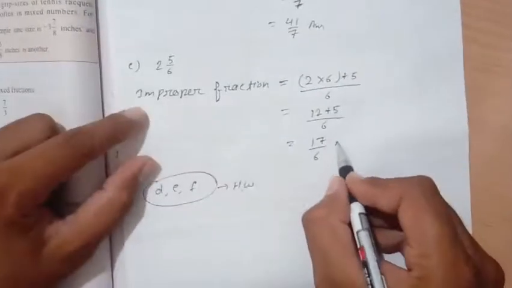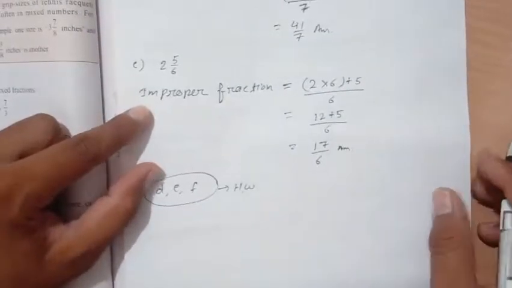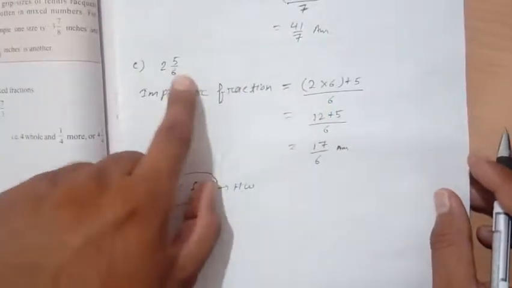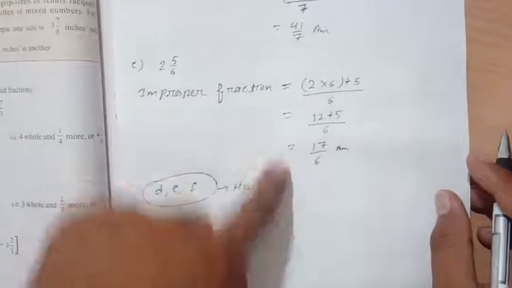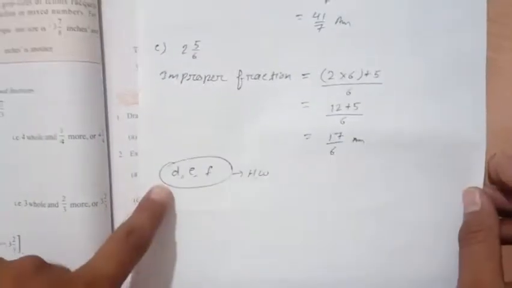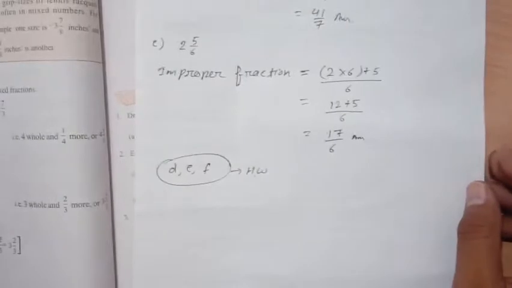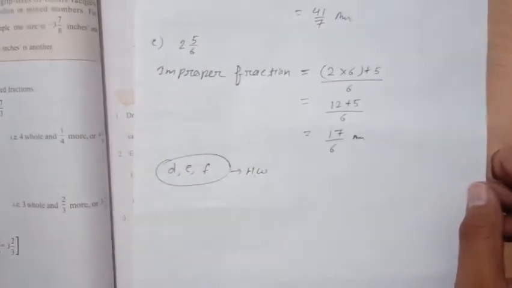Now C, here is 5 2 by 6, so 5 is the whole, 6 is the denominator, 2 is the numerator. Put in the formula and write the answer. Here D, E, F is our homework. Okay, you have to try yourself. I am not giving you a PDF solution, so you just try yourself.